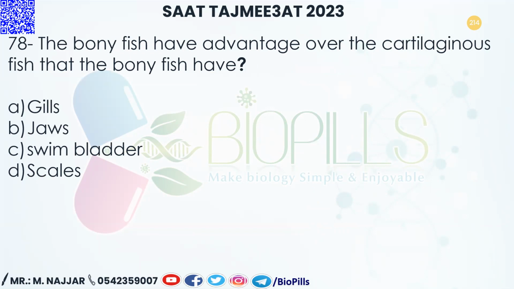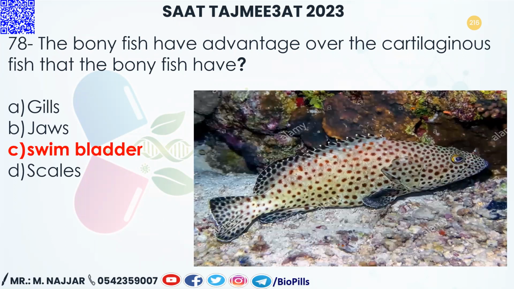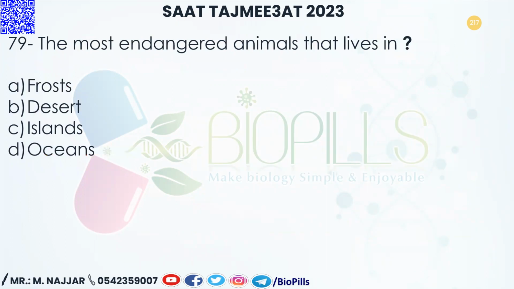The bony fish have an advantage over the cartilaginous fish that the bony fish have. This came this year. The bony fish has what? Yeah, they do contain a swim bladder, while the cartilaginous do not have. The bony fish has bone, the cartilaginous do not have. The bony fish has a gill cover, the cartilaginous fish do not have. The bony fish has lateral lines, the others do not have, and so on. It has so many. Yeah, greasy grouper is an example of bony fish. I'm sorry. Shark is cartilaginous. Skates and shrimps are cartilaginous.